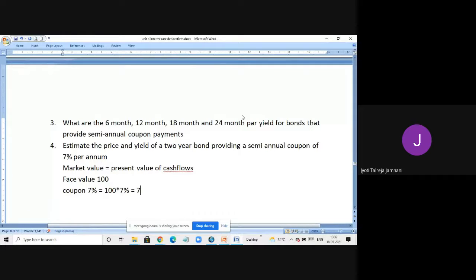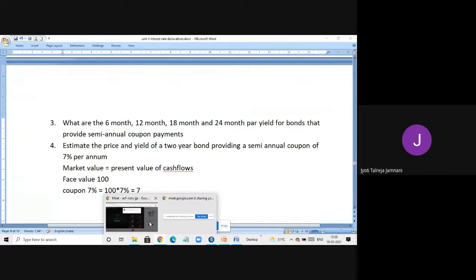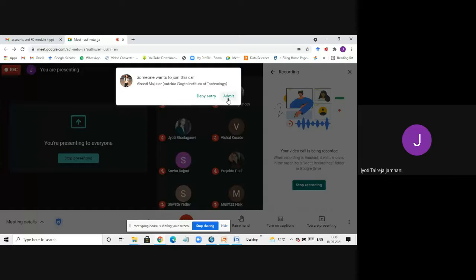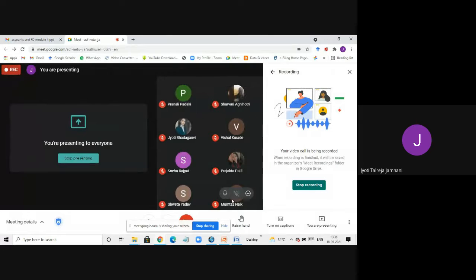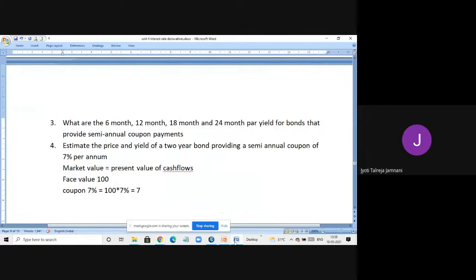Okay. Now we pay the coupon every half yearly. So we want the half yearly stated coupon. So if I do half yearly, the interest will be 7 divided by 2. That is half I am finding. So $3.5 is the coupon or the interest. So now we can find the market value.